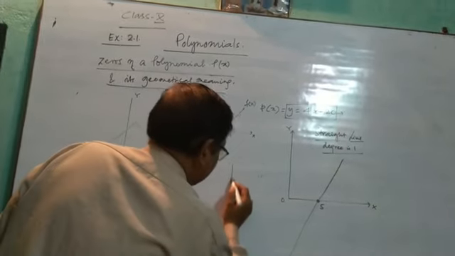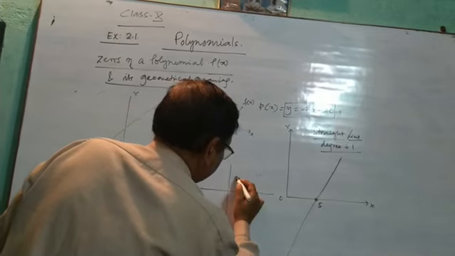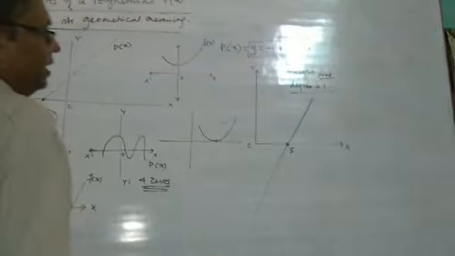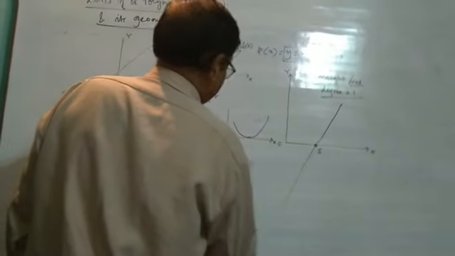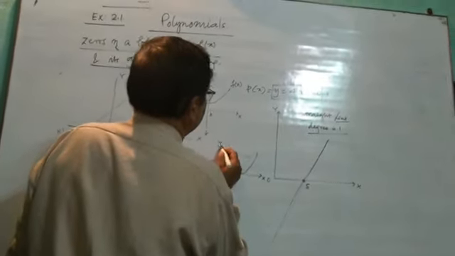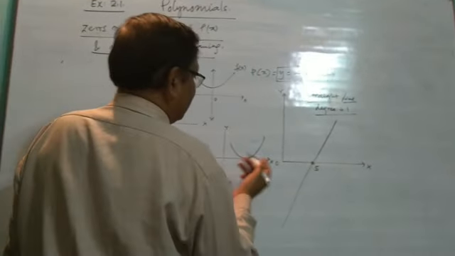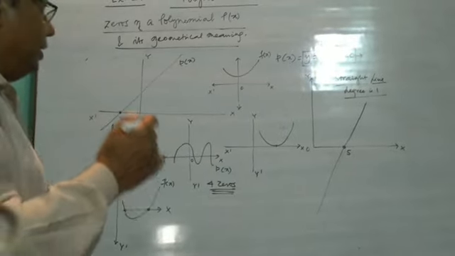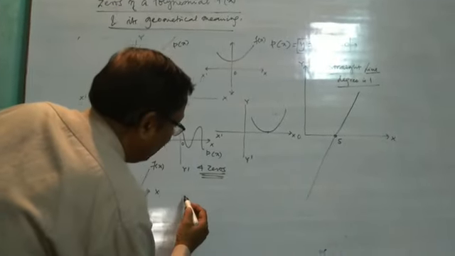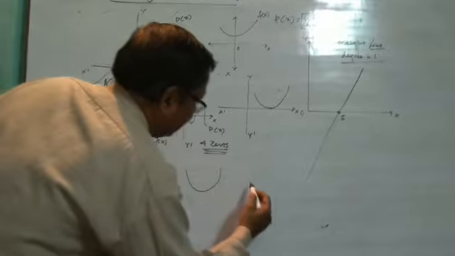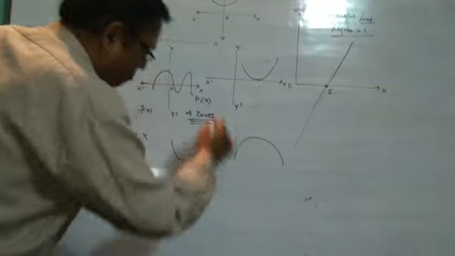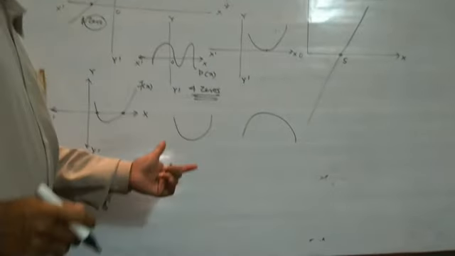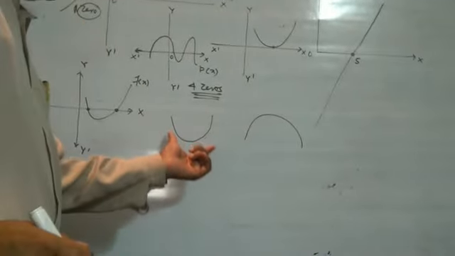If I draw this polynomial, it is touching the x-axis at a single point. So how many zeros are there? Definitely it will have only one zero. Now, if a polynomial is like this or like this, parabolic, U-shaped or inverted U-shaped, it will be a quadratic. This is a quadratic polynomial.